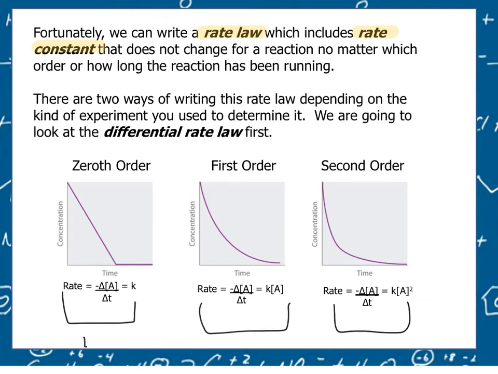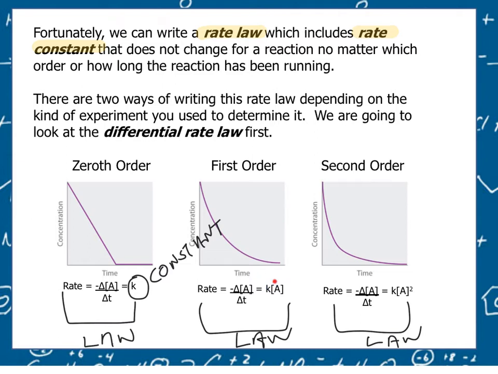These whole messes here are the rate laws. And they include this k, which is our constant. There we go, constant. And we can see from these equations why we've got linear versus curved graphs. So this one, we just have a constant value. We have a constant slope.